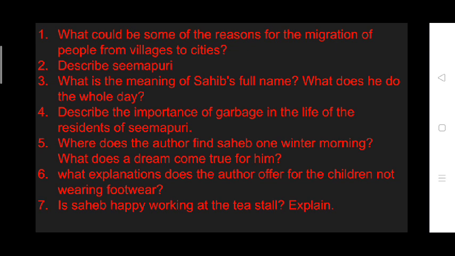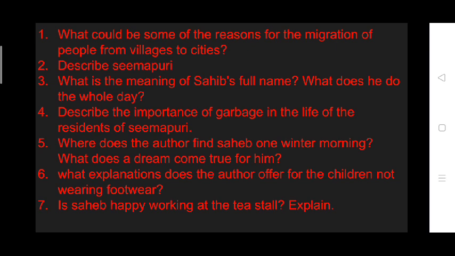What explanations does the author offer for the children not wearing footwear? So two things the author said. One explanation was that it is their tradition not to wear any shoes and to walk barefoot. But that is only an excuse. The real reason is the perpetual state of poverty. I told you the meaning of perpetual, continuous state of poverty. Because they can't afford buying shoes, that is why they don't wear them.